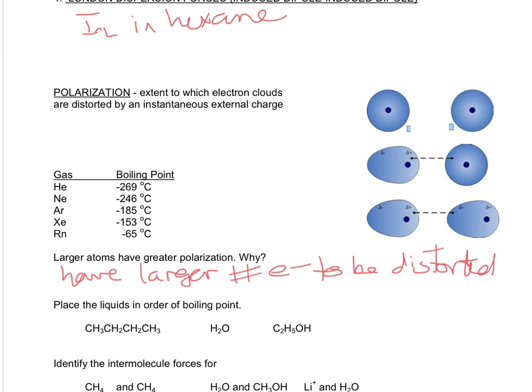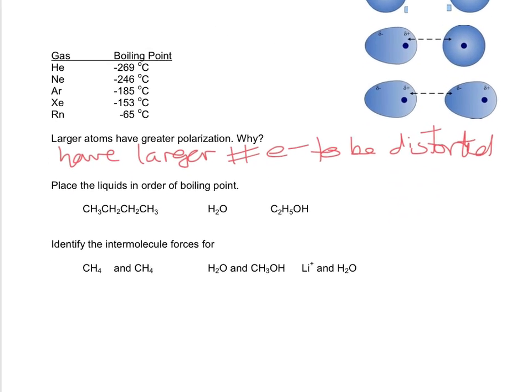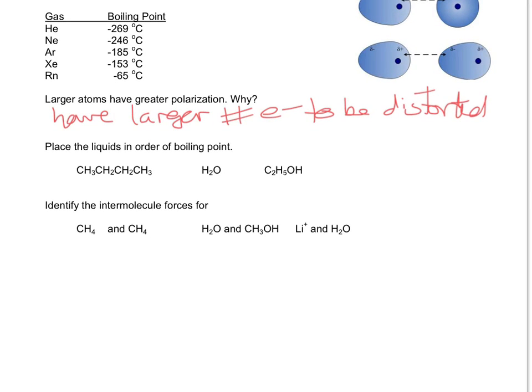So you want to place the liquids in order of boiling point. If you want to rank their boiling points, basically you're ranking their intermolecular forces. So you look at the types of intermolecular forces that they would have. This one, I don't know if you remember, has 1, 2, 3, 4 hydrogens all singly bonded. This is called butane. Butane has London dispersion forces. It's nonpolar, that's the only type it has.